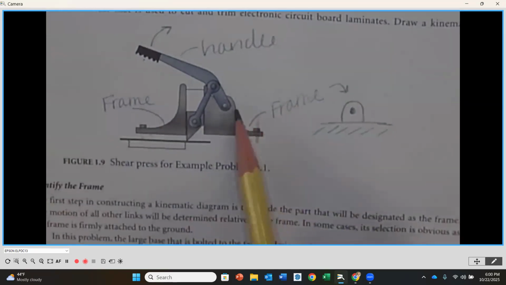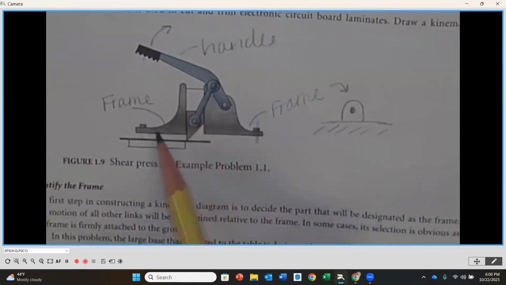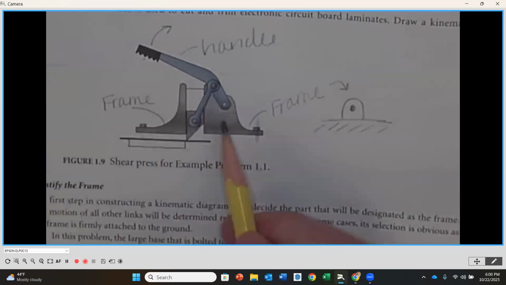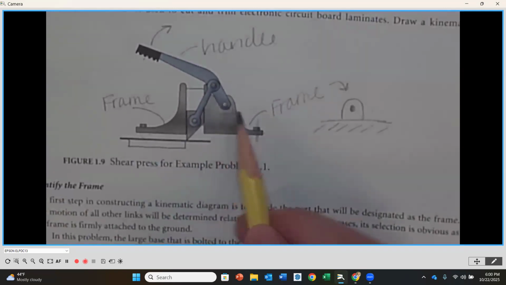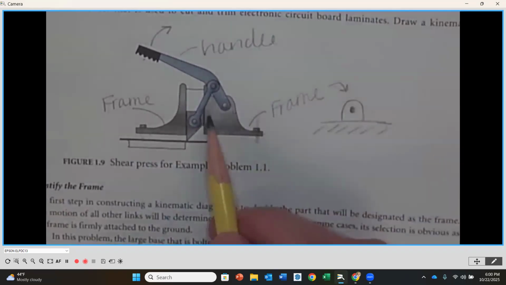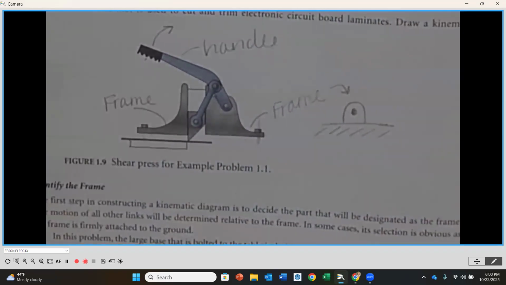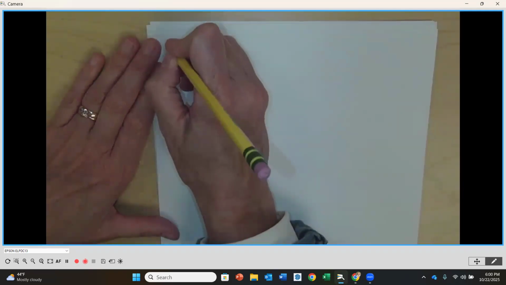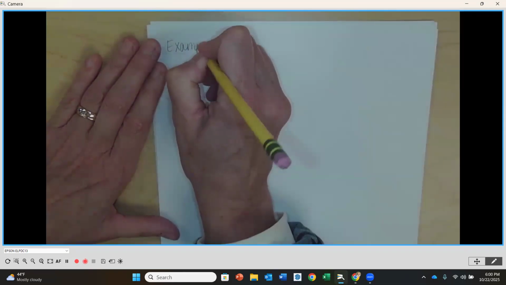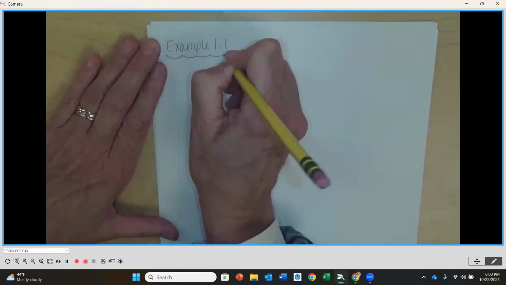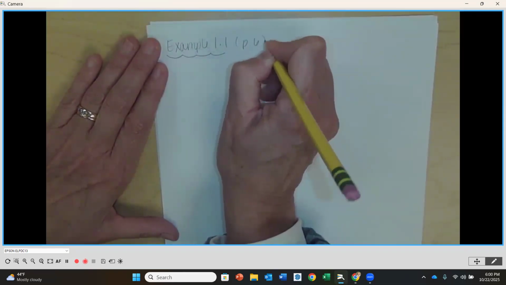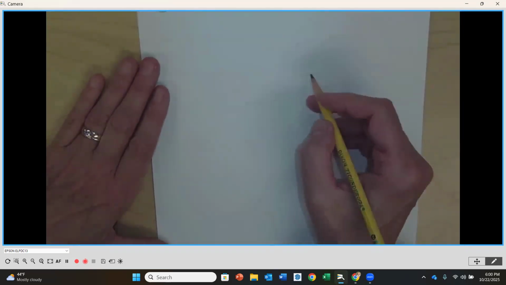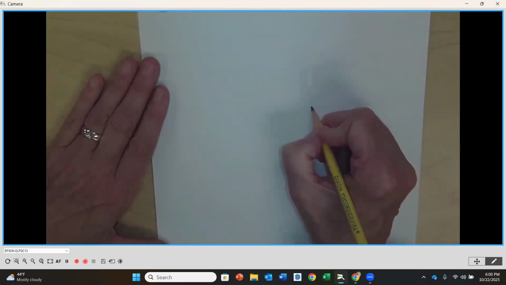So we are not going to draw all of this material on either side. All we are going to do, where it connects to our handle, is draw this symbol right here. We are going to start by doing that. So I'm going to zoom out a little bit here. This is going to be my example 1.1. If you want to put page 6, that's fine. And the first thing I'm going to draw is going to be that.